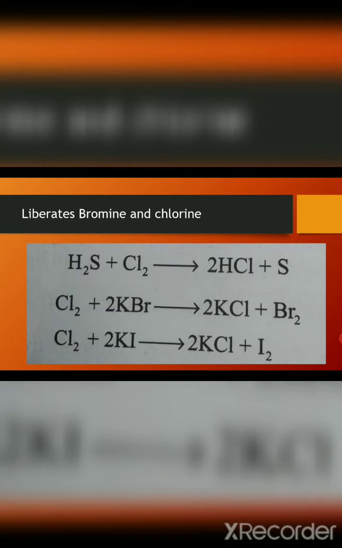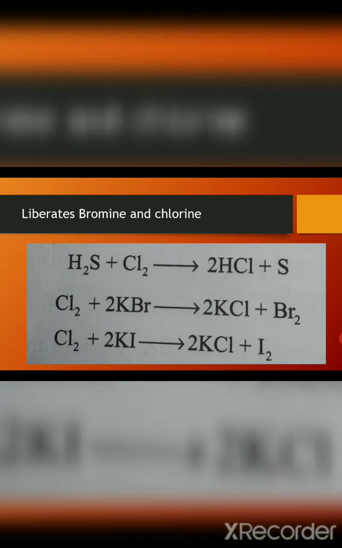The next, it liberates bromine and chlorine when it reacts with KBr and KI. Chlorine reacts with potassium bromide and potassium iodide, and it liberates bromine gas and iodine gas. See the second and third equation.